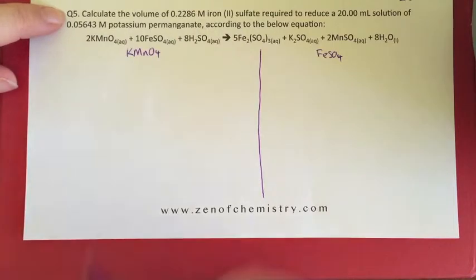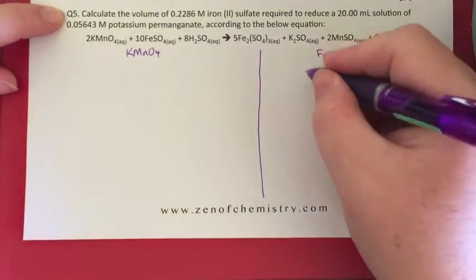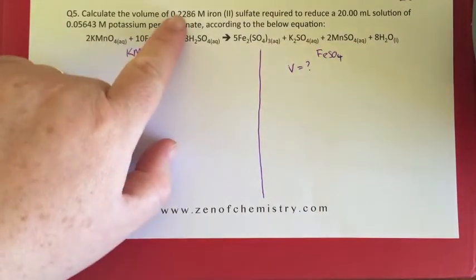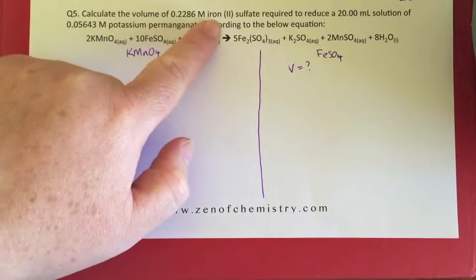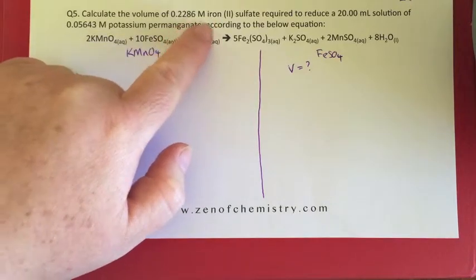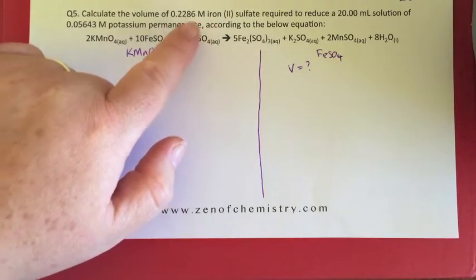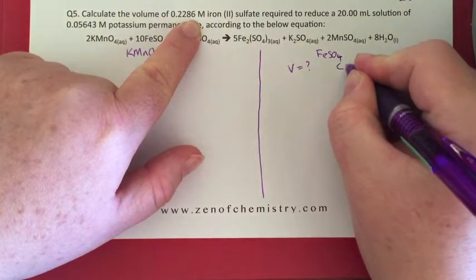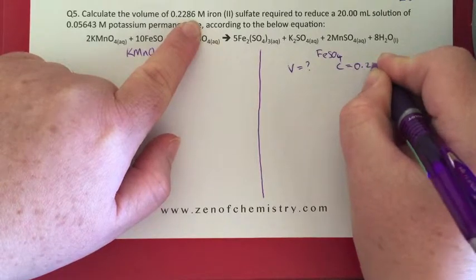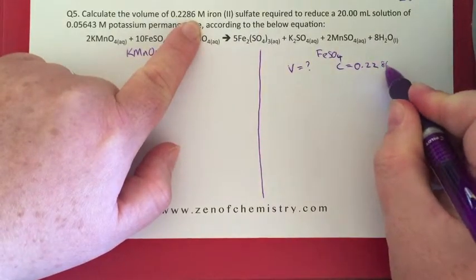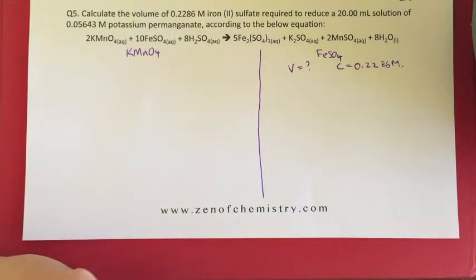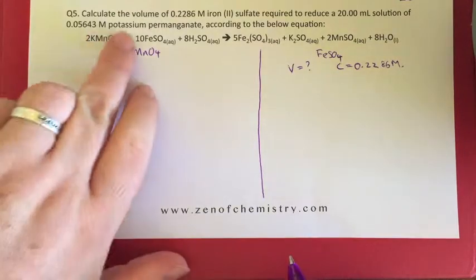Calculate the volume of iron sulfate. V equals question mark. Of 0.2286 molar iron 2 sulfate. Now some people see that capital M and confuse it with mole. It's actually a concentration, 0.2286 molar. Okay. Required to reduce a 20 ml solution of potassium permanganate.